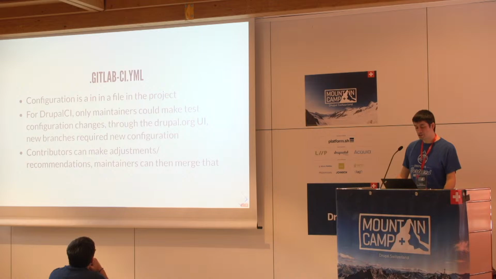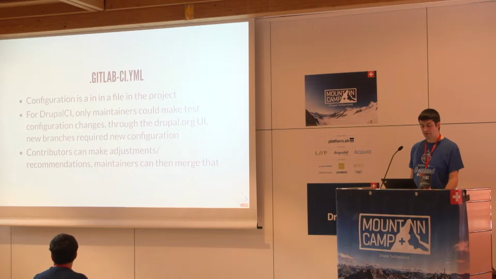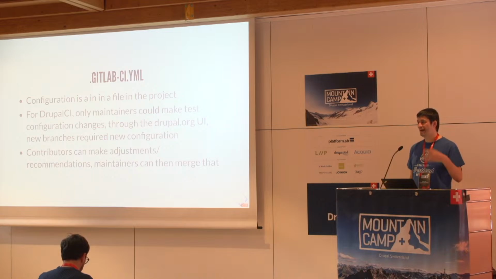The configuration of GitlabCI is in a file called .gitlab-ci.yml. This is very nice because for Drupal CI, it's a user interface on Drupal.org. And if you're not a maintainer, you cannot even see what the current configuration is, and you can definitely not change it. As a file, if for a project that's not yet using GitlabCI, you can start a new issue, you can do an issue fork, add the file, tests will run, and if it's working, the maintainer can merge it.